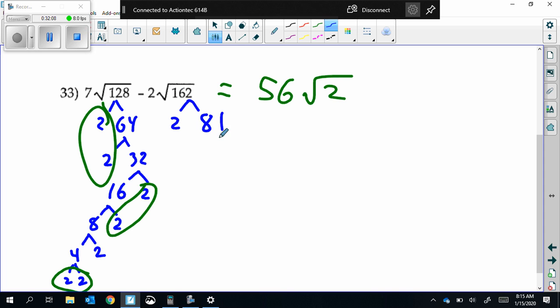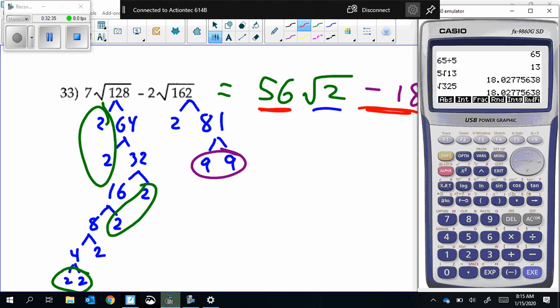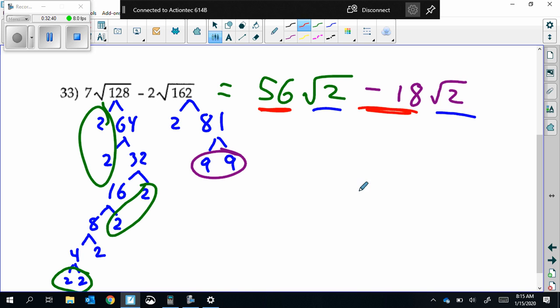162, that's 2 times 81. 81 is 9 times 9. 9s are not prime, but you did get a pair. That's all that actually matters, is you got a pair, 9 and 9. 9 times the 2 that's already there is 18. That leftover 2 goes back in. Since the square root parts match, you just do the math with the outside. 56 minus 18. 38. Keep the square root part.